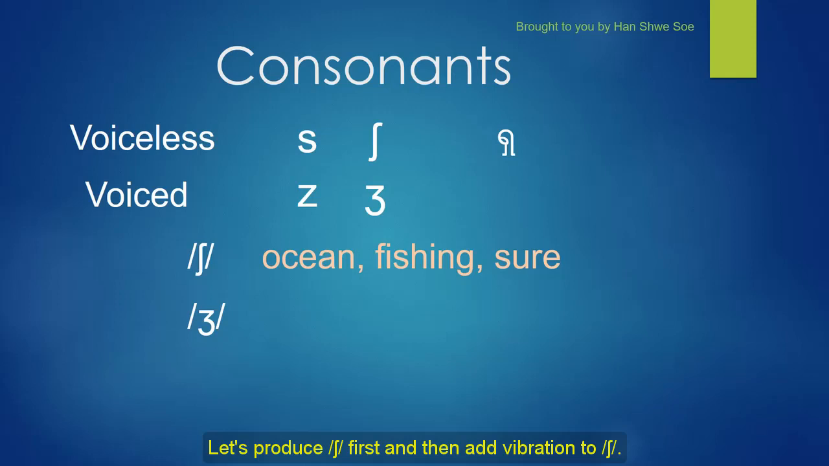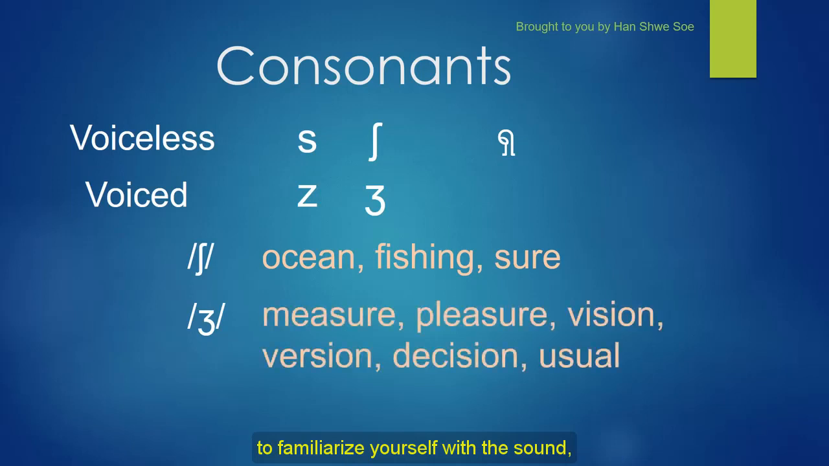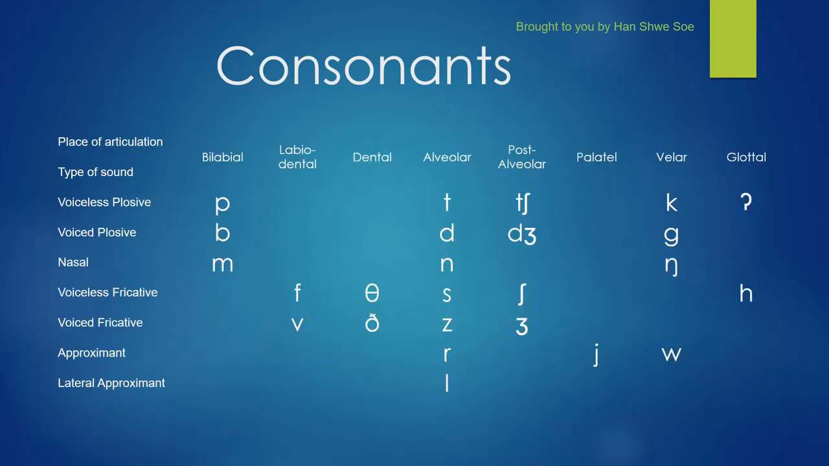Let's produce sh first, then add vibration to sh. Listen carefully to my voice. Sh, zh, sh, zh, sh, zh. We've got a new sound, zh. I'm going to give you more examples for this one to familiarize yourself with the sound. These are measure, pleasure, vision, version, decision, usual.